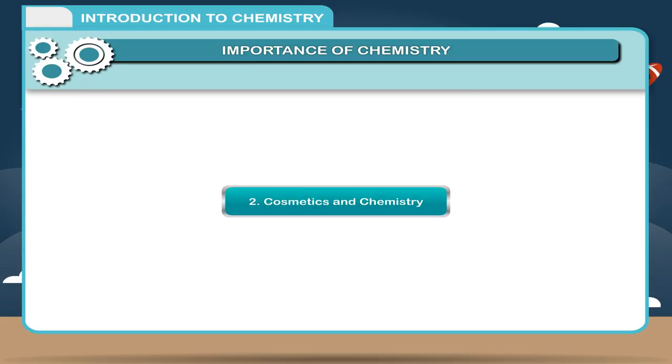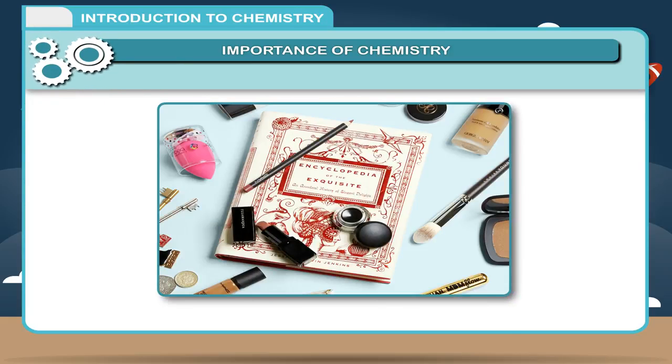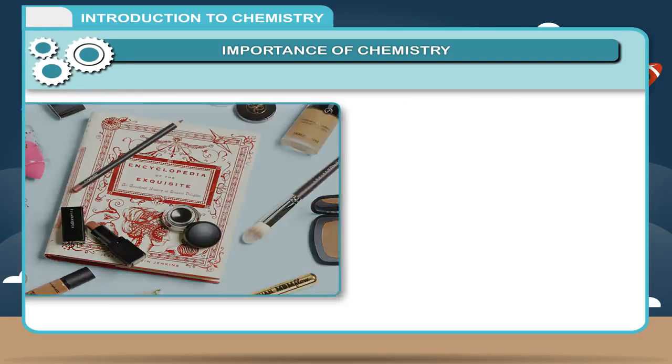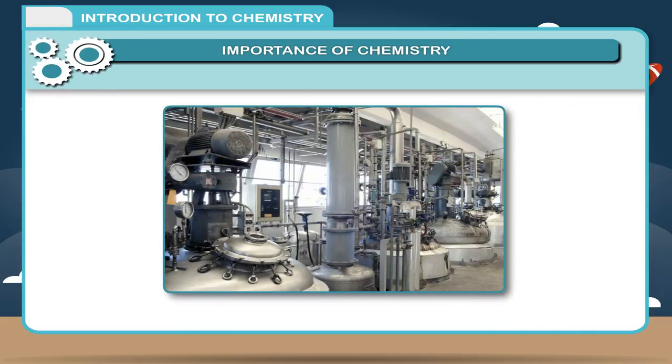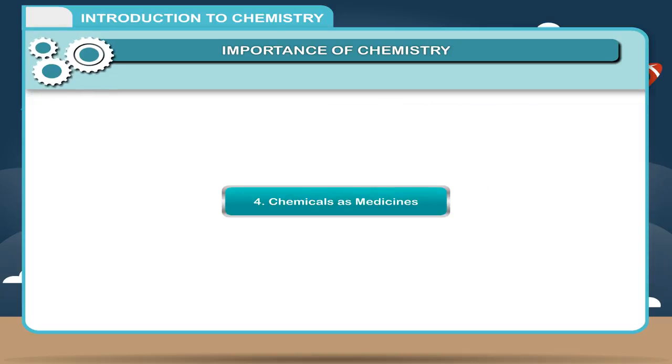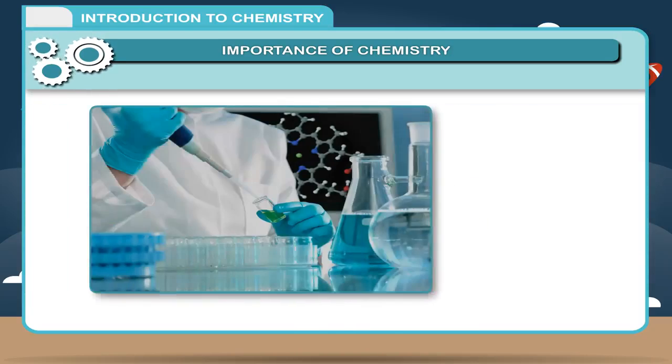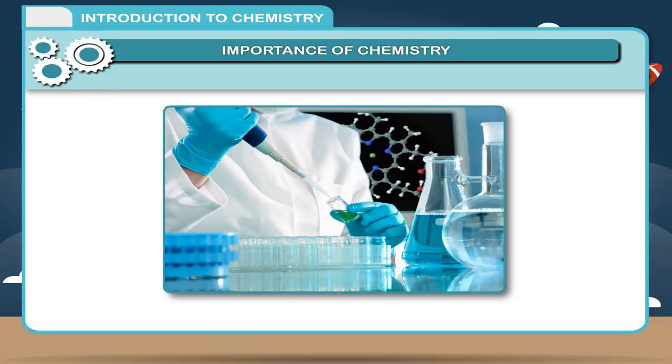2. Cosmetics and chemistry. Cosmetics consumed by us are chemical compounds. This research and production is a chemical process. 3. Clothing and chemistry. Development of various clothing, textile industries have been possible due to chemistry only. 4. Chemicals as medicines. Medicines consumed by us are chemical compounds. Their research and production is a joint venture of chemistry and biochemistry.